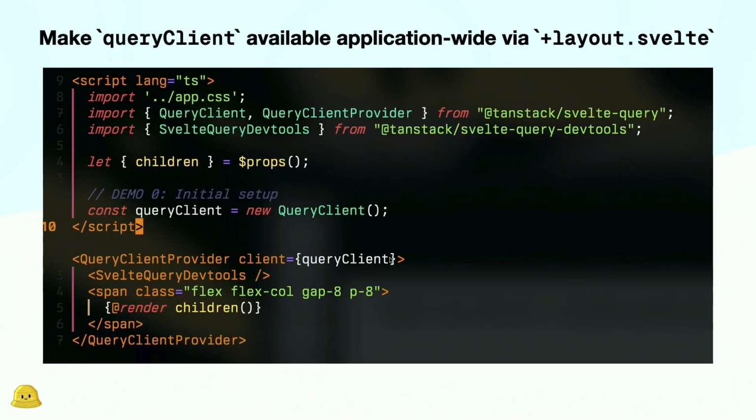First, you want to make sure that a query client is available throughout your entire application. This is as simple as creating a query client in your layout.svelte, and then having a query client provider, passing that through. You can see we're also using Svelte Query dev tools to make things easier when trying to fetch data and look at if there are any issues.